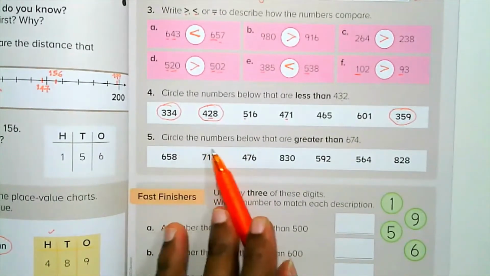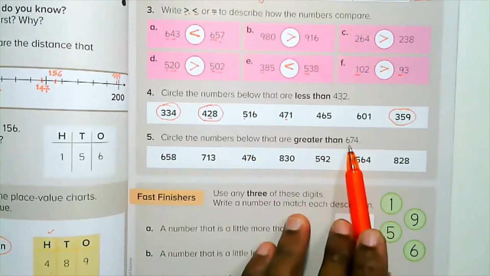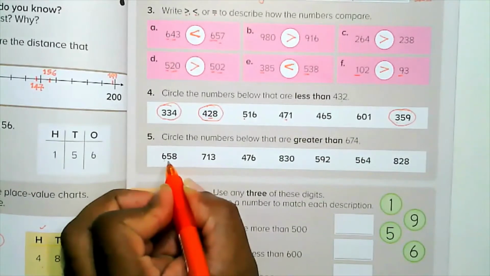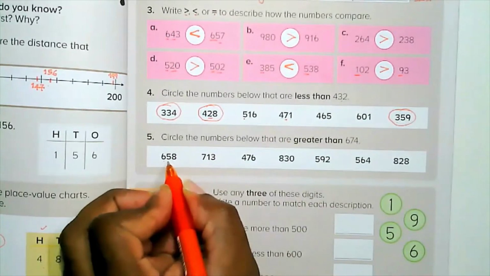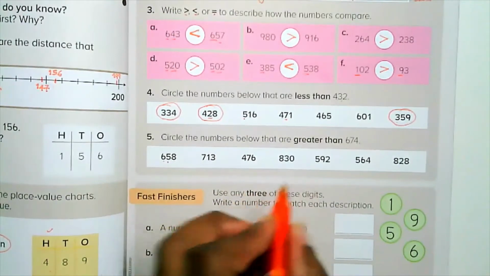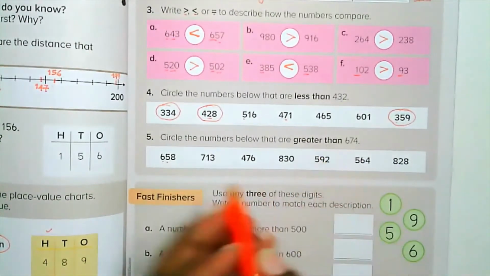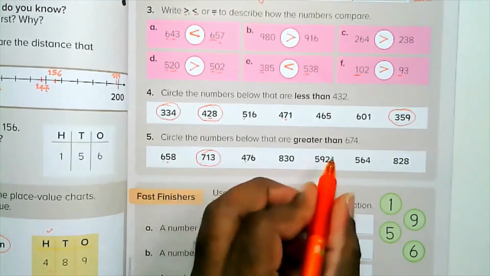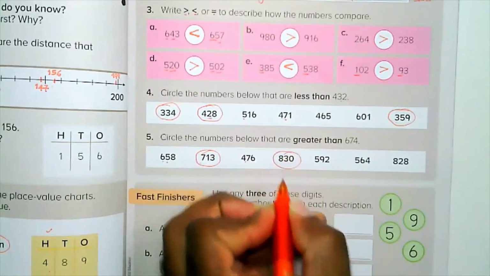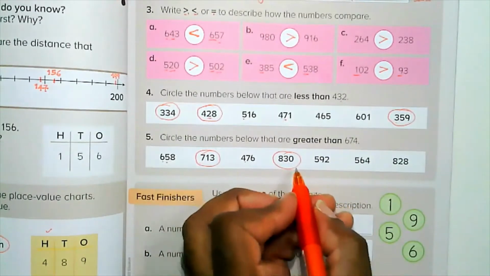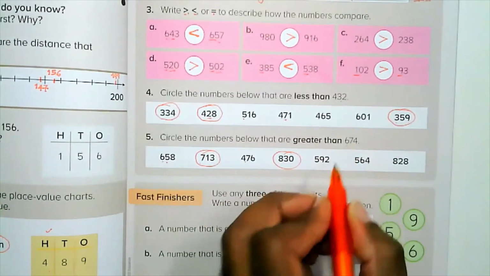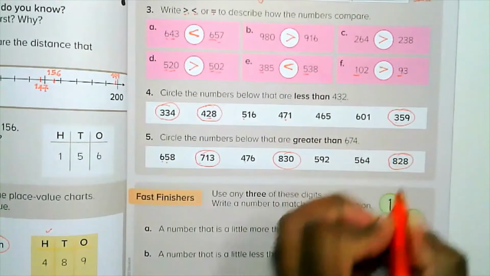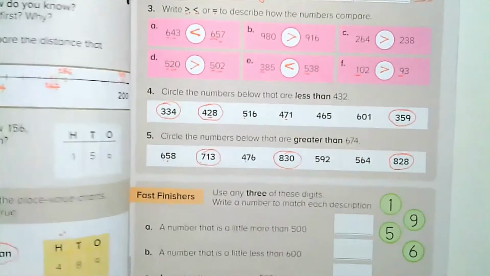Number 5, circle the numbers below that are greater than 674. 6 the same, 7 and 5. 5 is less than. So we're looking for numbers that are greater than. 700 is for sure greater than 600. 400 is less than. 800 is greater than 600. 5 is less than 6. 800 is greater than 600. So we circle that. Now on to the fast finishers.